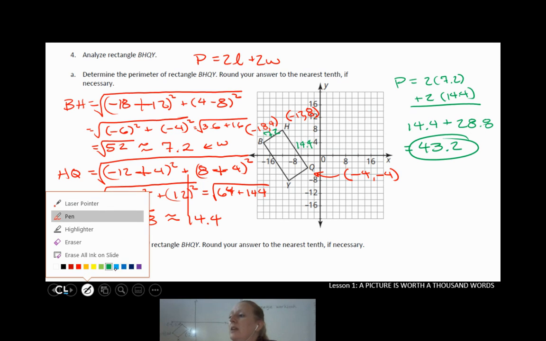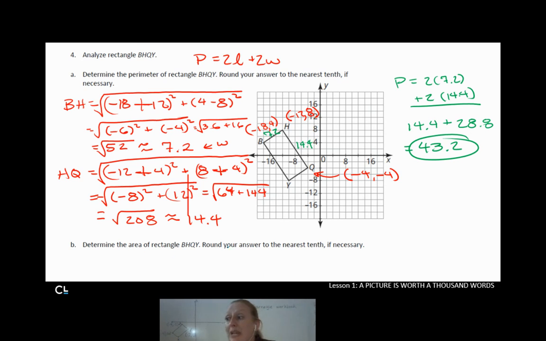You know what the best part is? Now that you've done all the wicked nasty stuff, you can do this last one. Determine the area of a rectangle. Well, the area of a rectangle is length times width, base times height, whichever you prefer to use. So for my area, we'll do 7.2 times 14.4. And we will use our calculator to make that happen. 7.2 times 14.4, and we got like 103.68. That's about what I got. It does say to round to the nearest tenth, so we'll say 103.7.